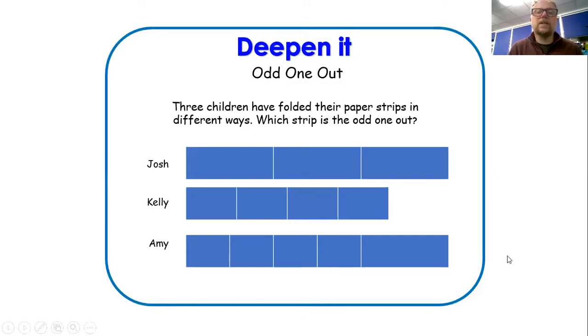And the final question of today's lesson, the Deepen It. There is an odd one out question. It says 3 children have folded their paper strips in different ways. Which strip is the odd one out? Now there are 2 different answers I can see that you could give, both of which would be right, but see if you can find the answer that is to do with equal parts. You may end up finding both, but I do want you to try and find the one which is to do with equal parts, which is what today's lesson has all been about.